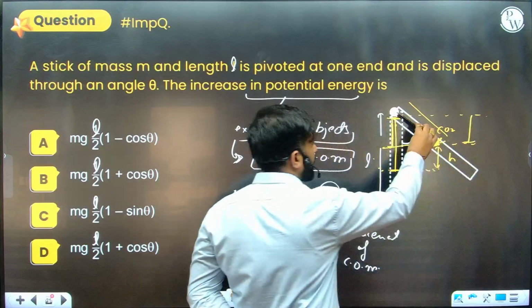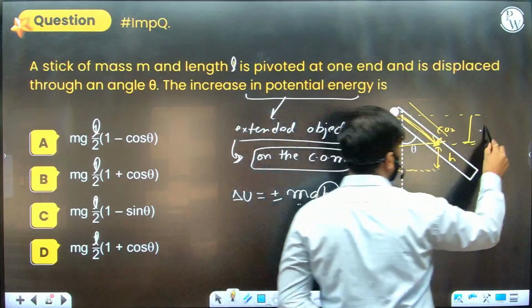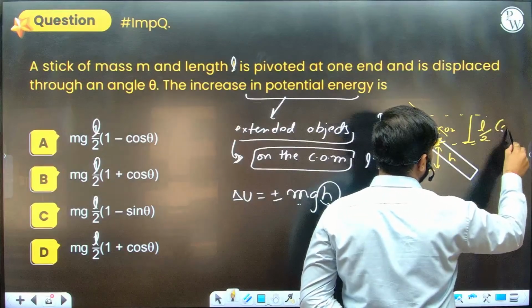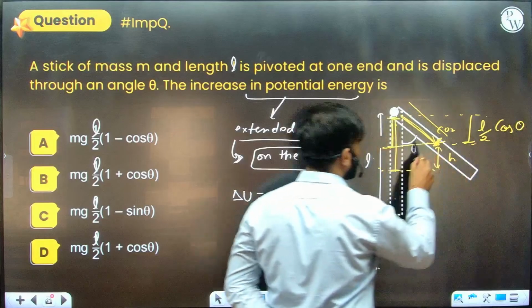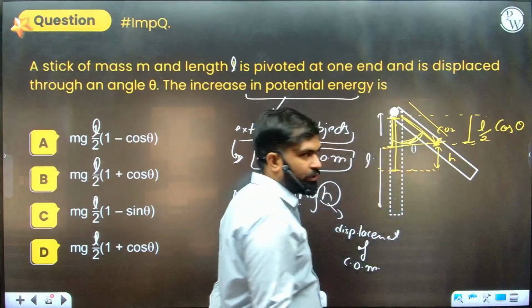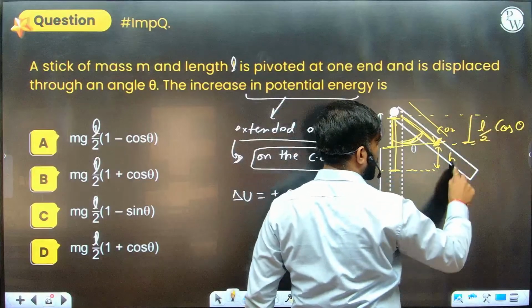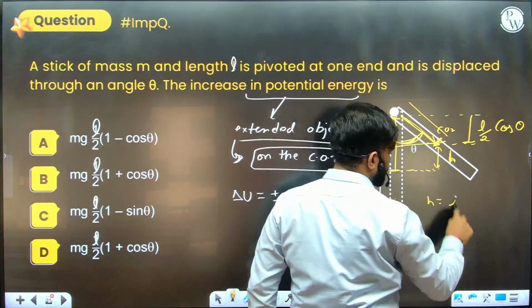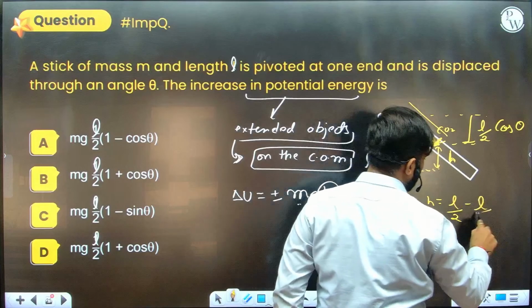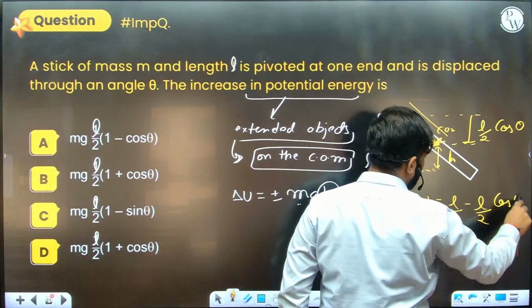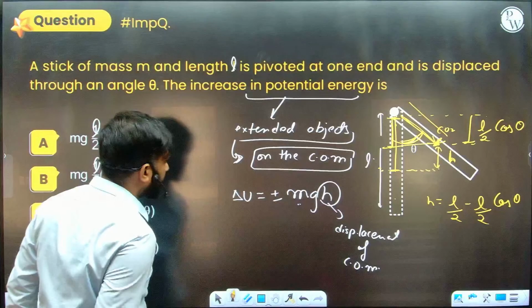It will be L by 2 cos theta. L by 2 cos of angle theta, because this is the angle theta. L by 2 cos theta. Total was L by 2 and this is L by 2 cos theta. So h is what? h is L by 2 minus L by 2 cos of angle theta. And let's put it here.